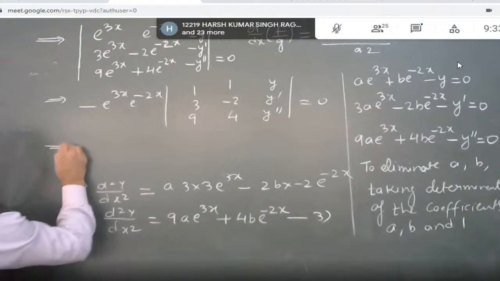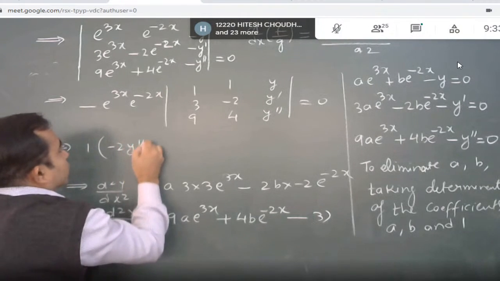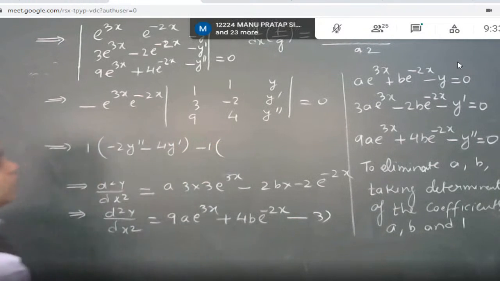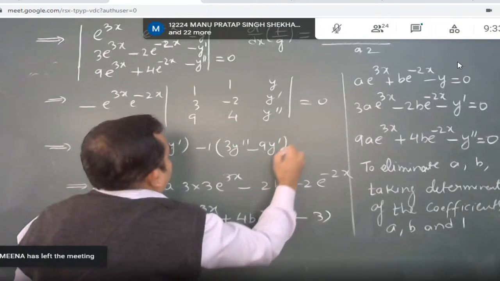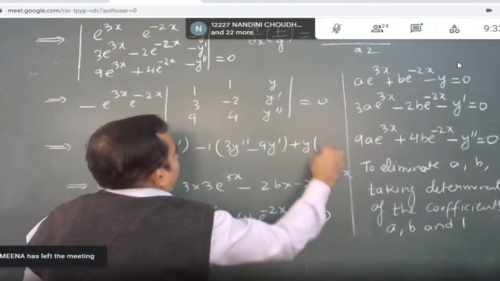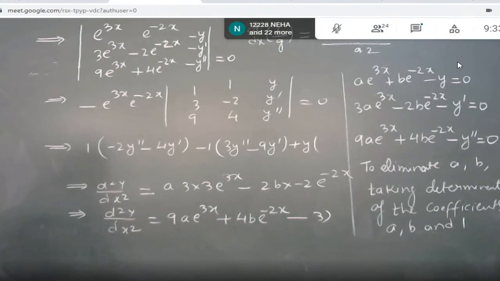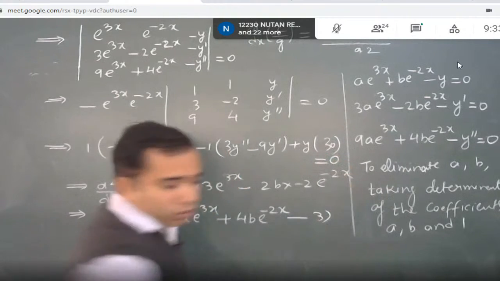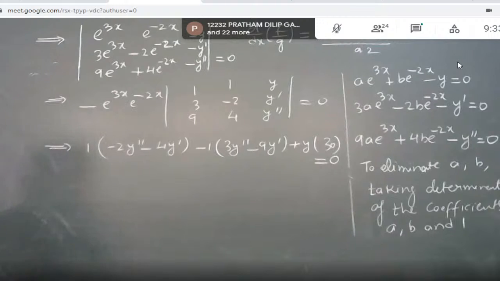Expand this determinant. About first row I am expanding, minus 2 y double dash minus 4 y dash minus 1 3 y double dash minus 9 y dash plus y into 4 3s are 12 plus 18, 12 plus 18 how much? 30 equals to 0. Now let us simplify, and you people be ready to check the answer.